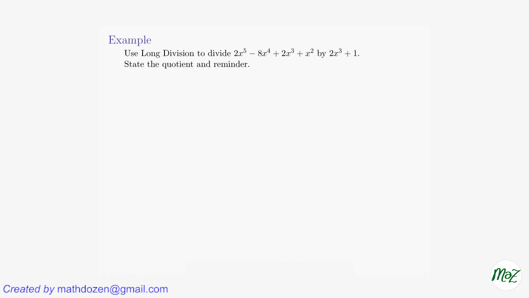Let's work on another example. Let's divide this 5th degree polynomial by 2x cubed plus 1. So we set this up as long division. Then we focus on the leading terms. We have 2x to the 5th divided by 2x cubed. So 2 divided by 2 cancels, and x to the 5th divided by x cubed is x squared. That's the first term in the quotient. Then multiply x squared by 2x cubed plus 1. So we get 2x to the 5th plus x squared. All of that goes below the polynomial.